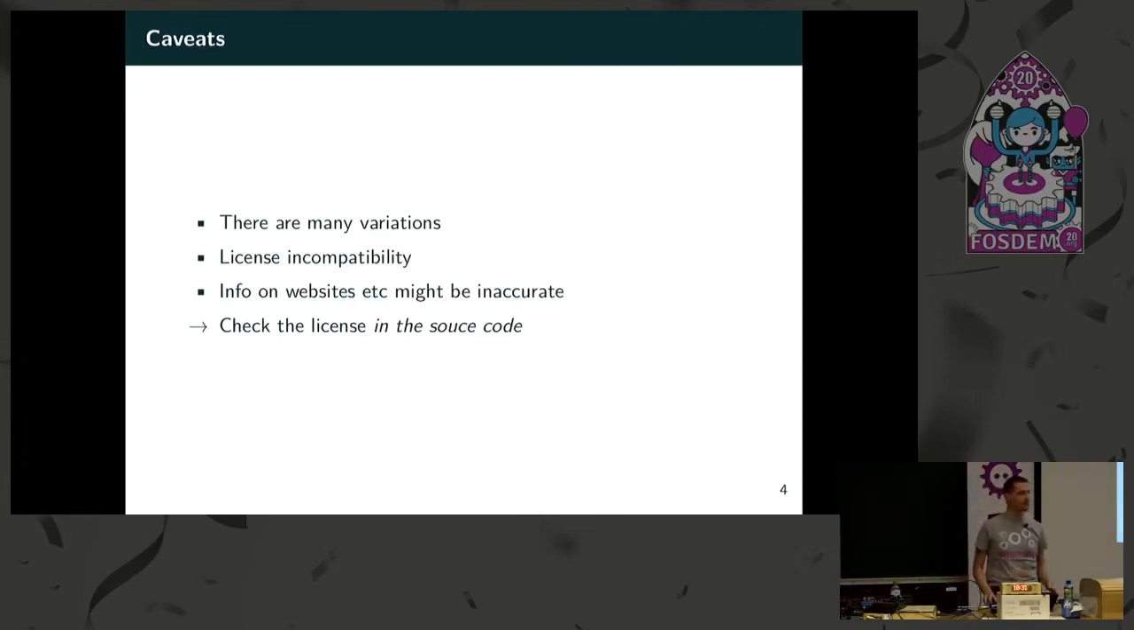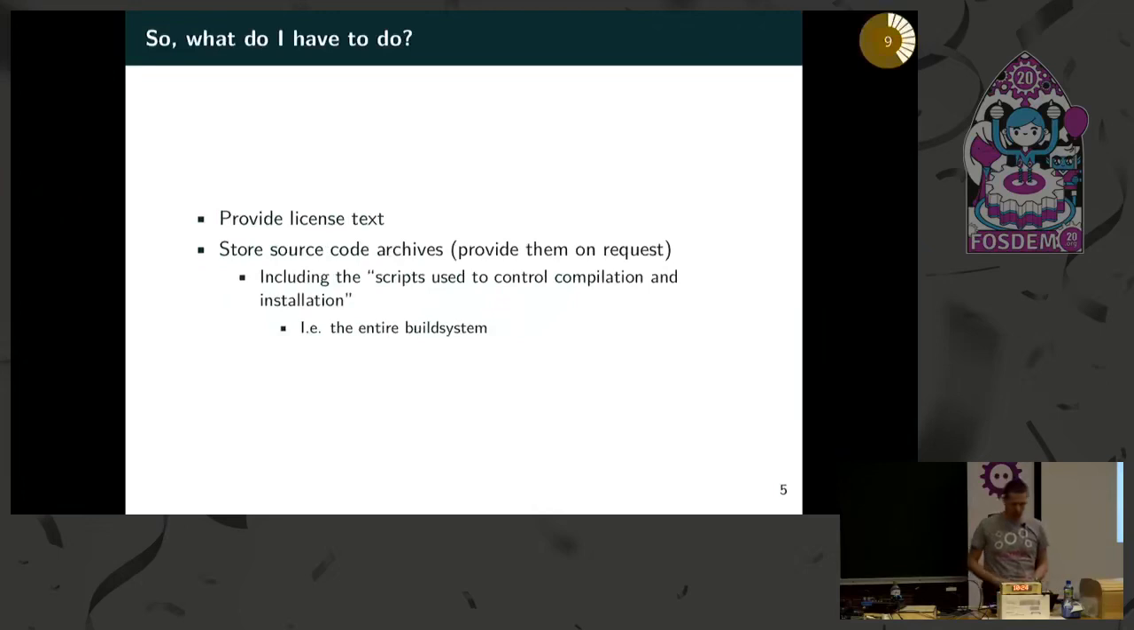Even your build system might be wrong, so in that case, you're welcome to send a patch and fix the information in the build system. So in a practical scenario, what do you have to do to be compliant? First, you have to, as I said, provide the license text for all of the packages that require it in any form that is suitable.